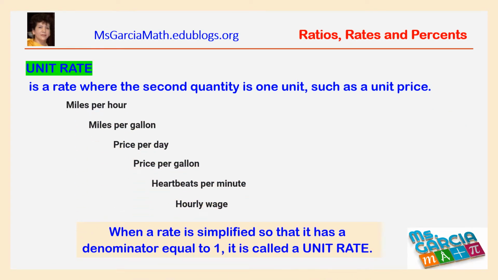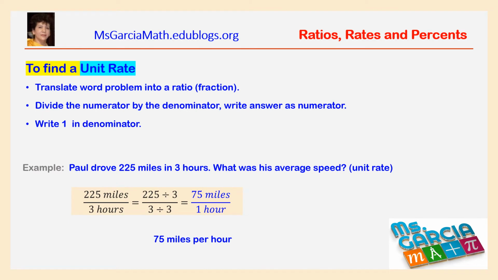A unit rate is a special type of ratio. It will compare one unit of some quantity to a different number of units of a different quantity. Unit rates are often used in real-life situations. Any ratio that is not a unit rate can be turned into one. When a rate is simplified so that it has a denominator equal to 1, it is called a unit rate. Examples: miles per hour, miles per gallon, price per day, price per gallon, heartbeats per minute, hourly wage. To find unit rate, divide the numerator by the denominator in a way that the denominator becomes 1.